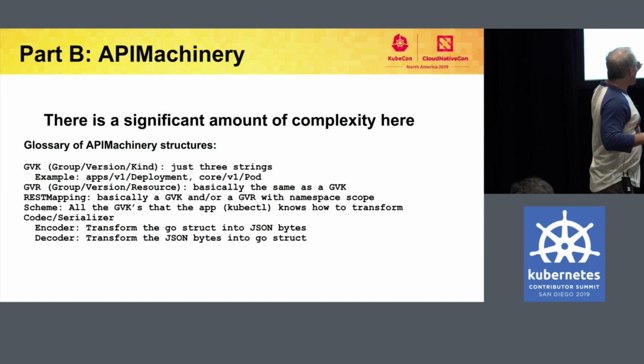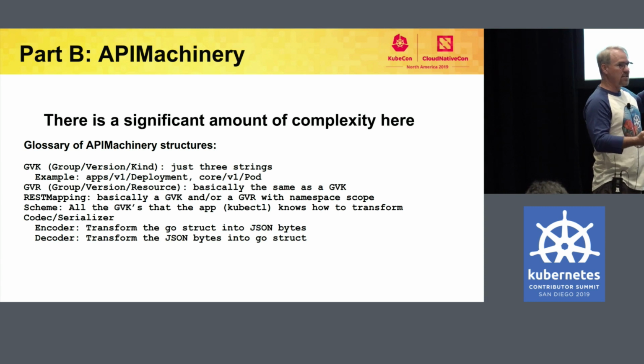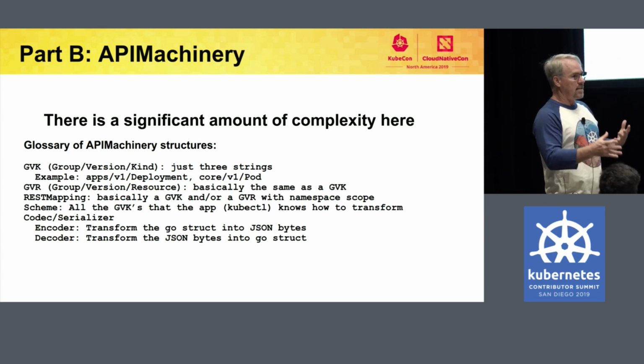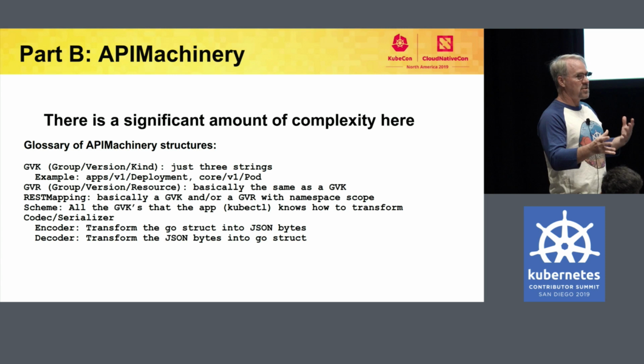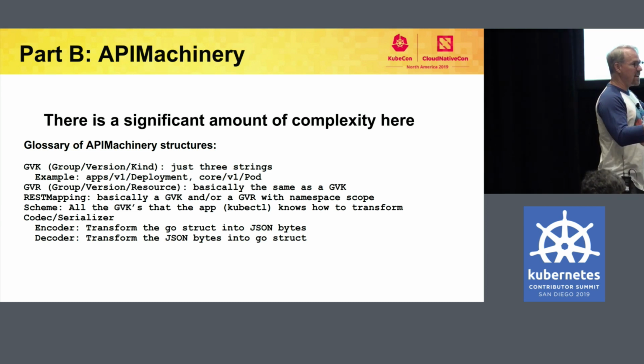So from the scheme, which tells you all the group versions that this particular Kube control understands, we have this concept of a codec, and you'll also see serializer. Literally, serializer is a codec. It's type defined as a codec. And a codec is just the encoders and decoders that understand, for all the GVKs, how to encode and decode from these JSON bytes into these Golang structs.